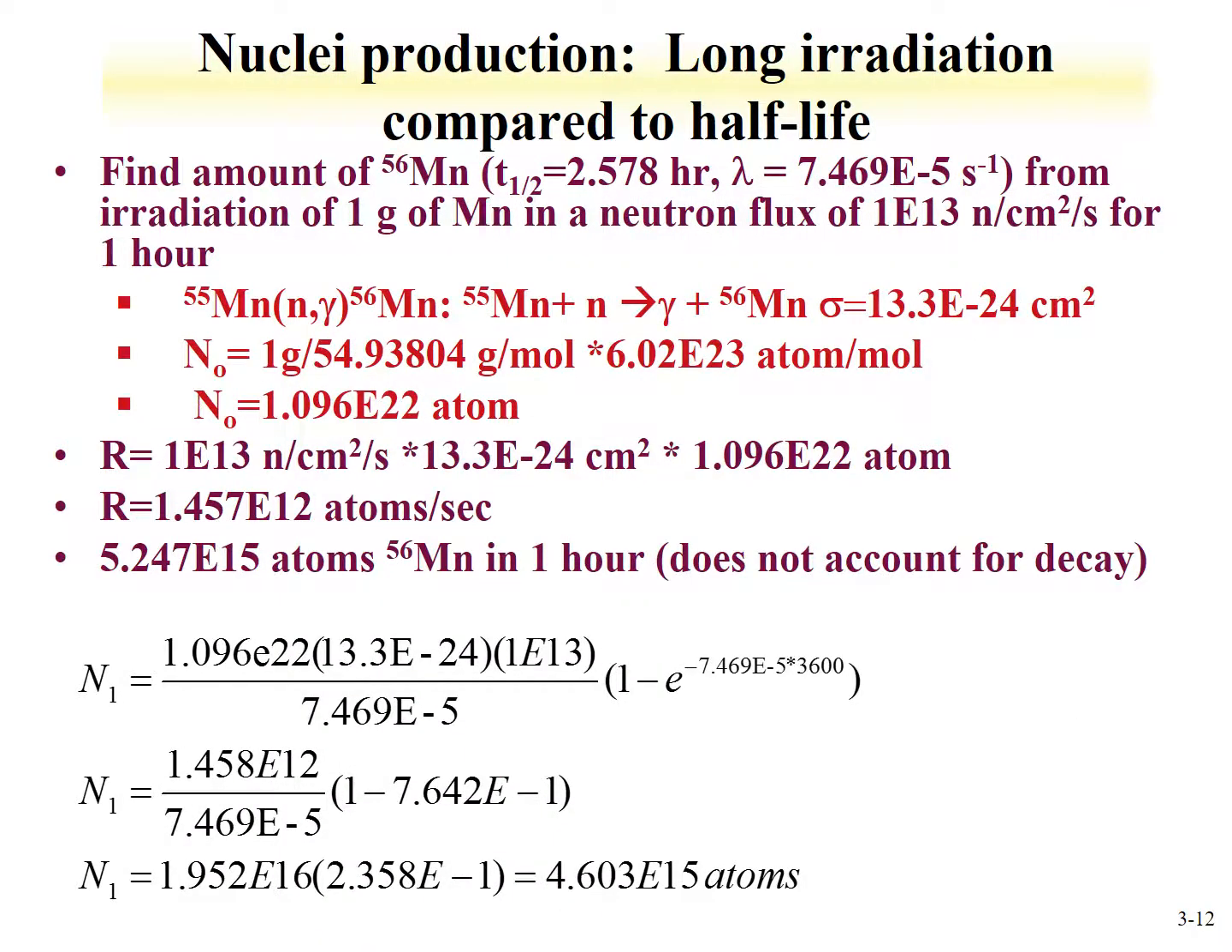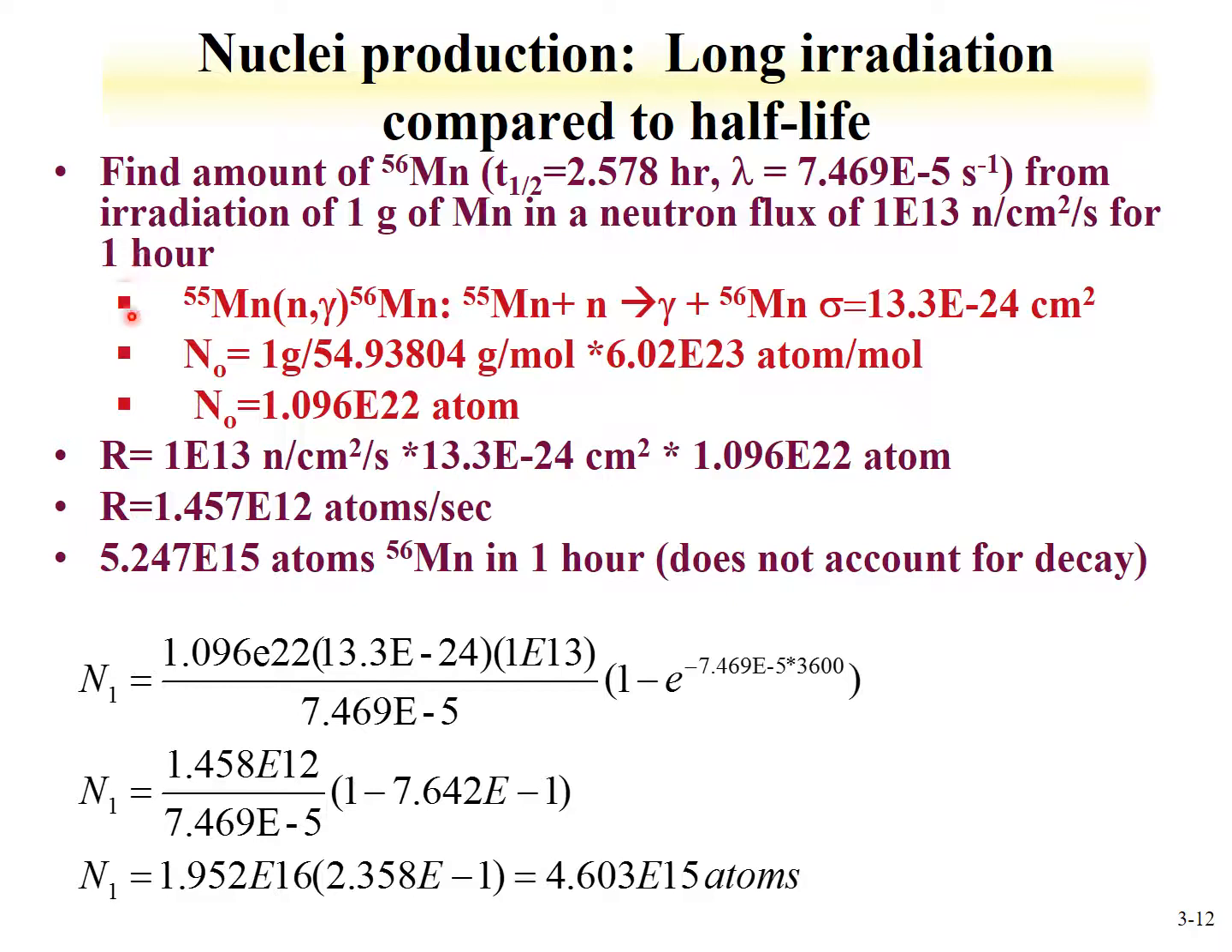Let's take a different case where the half-life and the irradiation are on the same order. So let's say the amount of manganese-56, with a half-life of 2.5 hours, from irradiation of 1 gram of manganese in a neutron flux, the same, for 1 hour. Okay, manganese-55 plus a neutron goes to manganese-56. That cross-section is 13.3 barns, so the cross-section is 13.3 times 10 to the minus 24 centimeters squared.